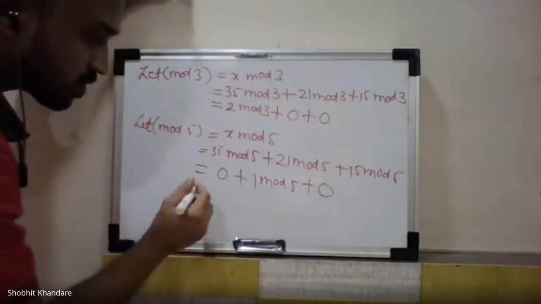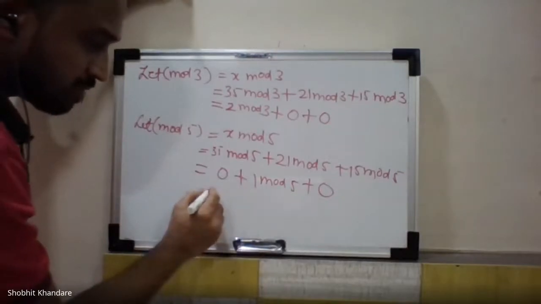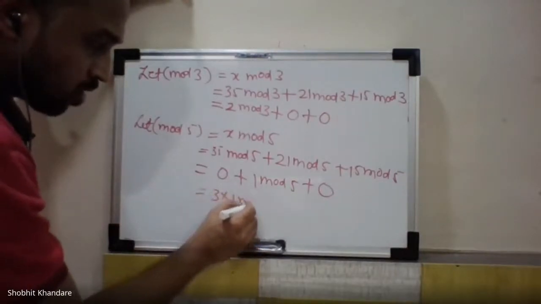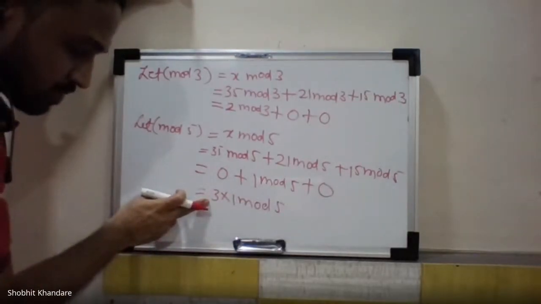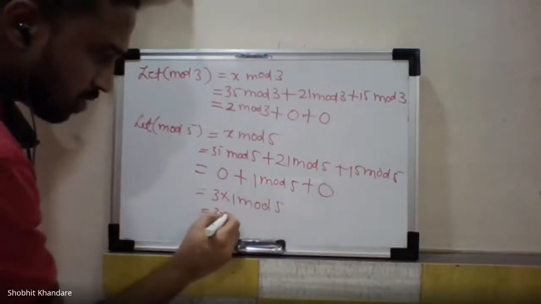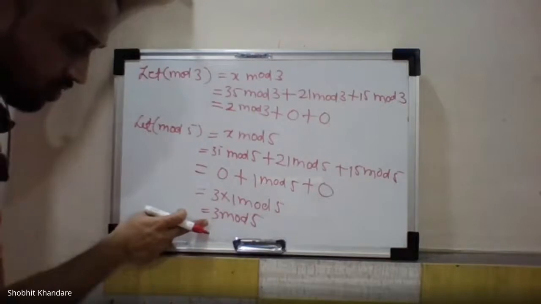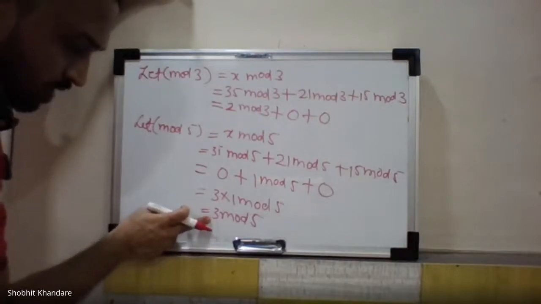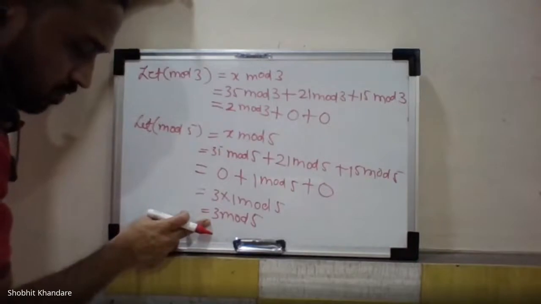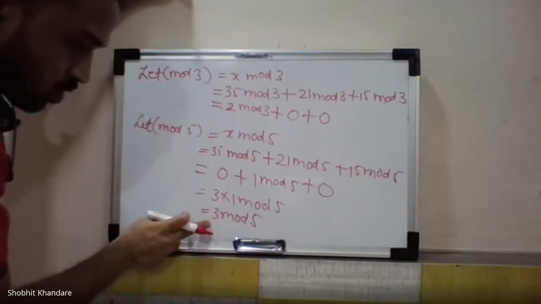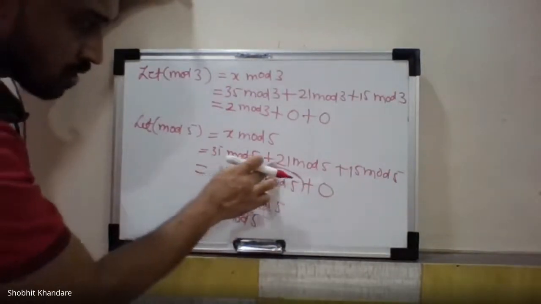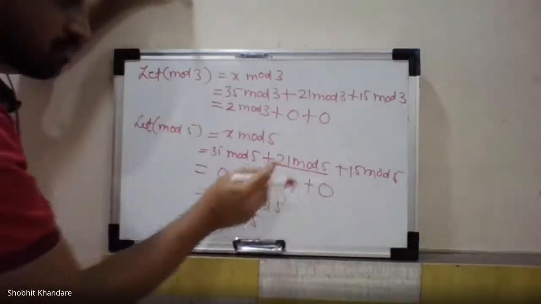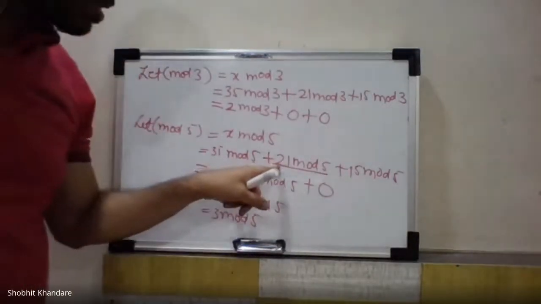I want 3 mod of 5. So can I multiply by 3? If I multiply by 3, then 3 into 1 mod of 5 becomes 3 mod of 5. So I have to multiply by 3. What will you do then? You will multiply the second term by 3.